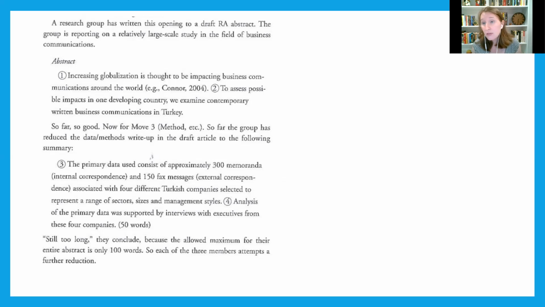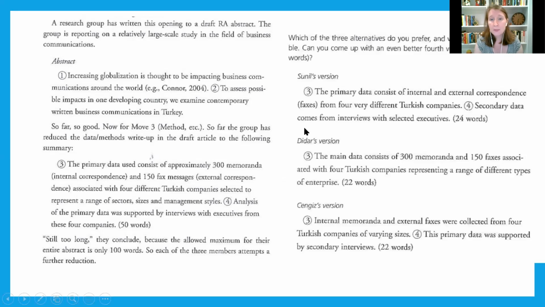That doesn't leave you a lot of space to talk about your findings or anything else that you might want to talk about in your abstract. So we have a couple of examples here. This was a group of students or researchers who are working together on writing an alternative, okay? So normally I would let you process these yourself, but I'm just going to give you the answers here since I know we're running short on time.